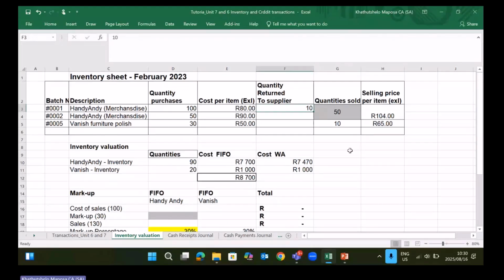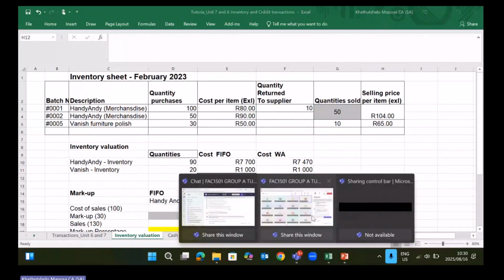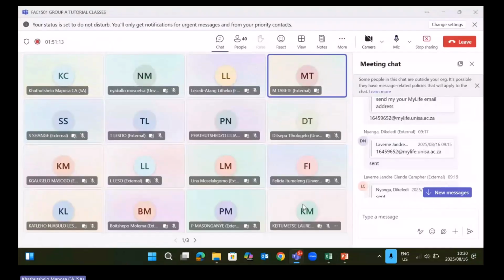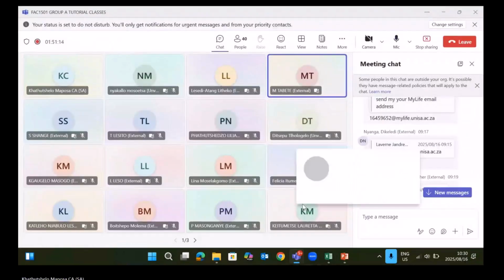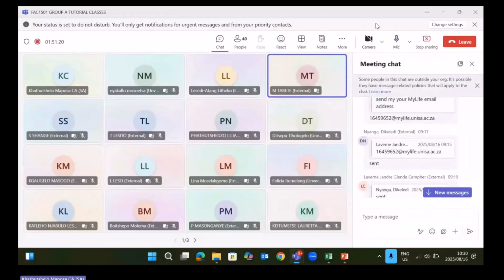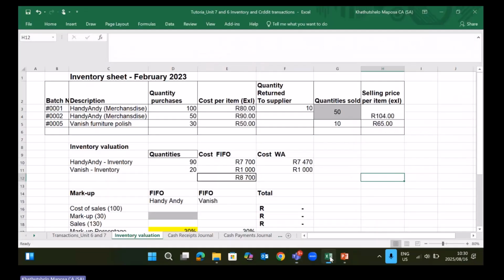It's not a tricky question. It's just a time-saving question, to say someone calculate for us and tell us the value. How much? Let's see by the raise of hands. Those who are done. You calculate the 100 times 80. You calculate 50 times 90. You calculate 30 times 50, and you add all the three totals. How much?